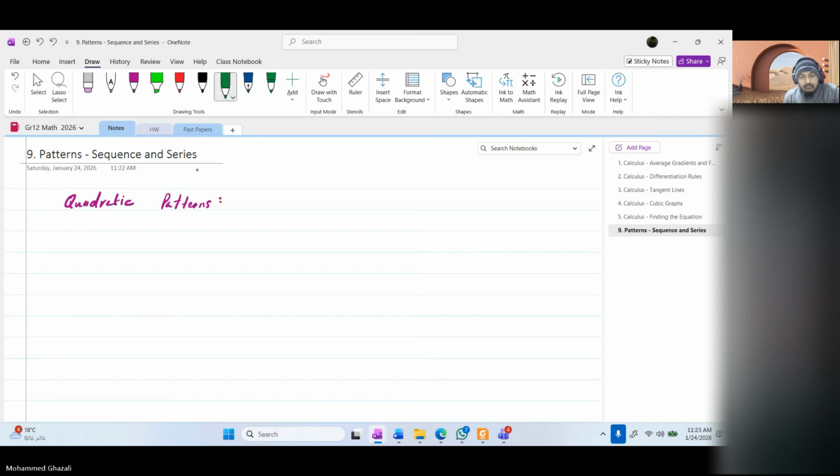Every quadratic pattern is in this form: Tn is equal to an squared plus bn plus c. That's a quadratic pattern.